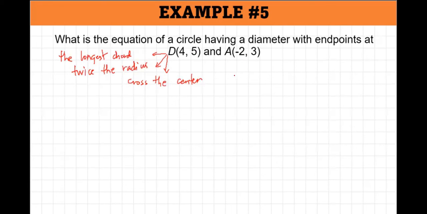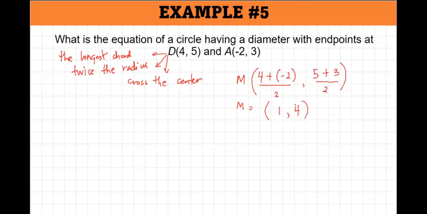Para makuha mo daw yung midpoint, ano ba ginagawa natin para makuha yung midpoint? First, syempre i-add natin yung x values. So that would be 4 plus negative 2, and then divided by 2. Kasi middle point eh. So dapat hihati sa dalawa. This is going to be for the h, sa abscissa. The ordinate naman, 5 plus 3 divided by 2. So, the midpoint now here is going to be 4 minus 2, that's 2, divided by 2, that's going to be 1, 4.